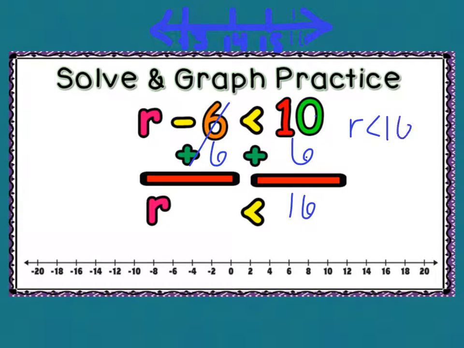I still like to write it over. So is it going to be an open circle or a closed circle? It'll be an open circle on 16 and going to the left.